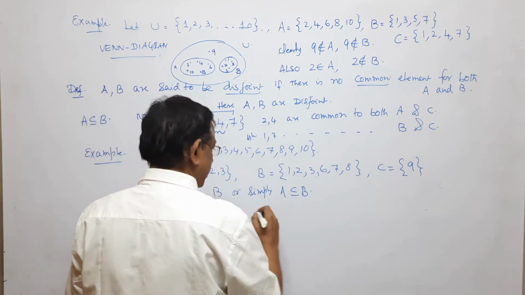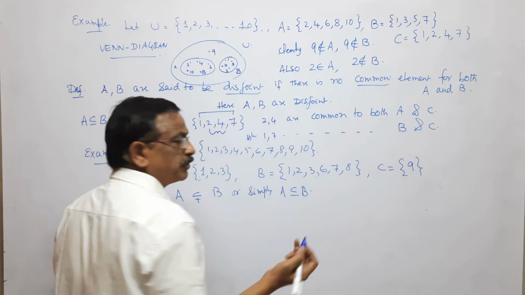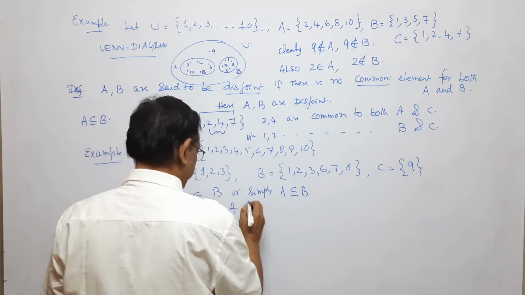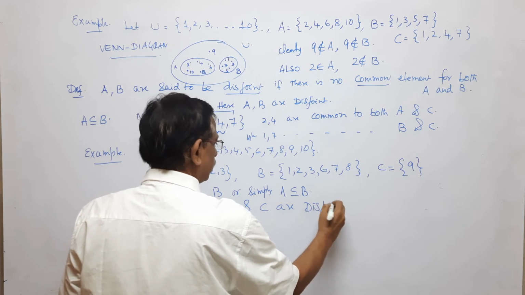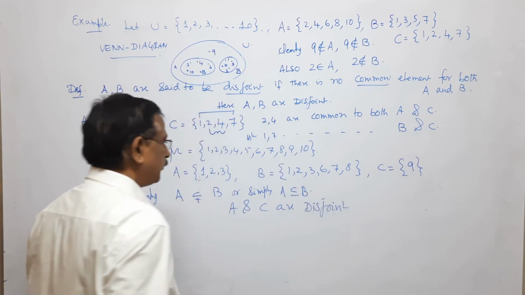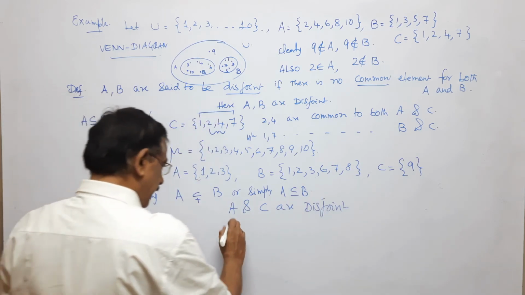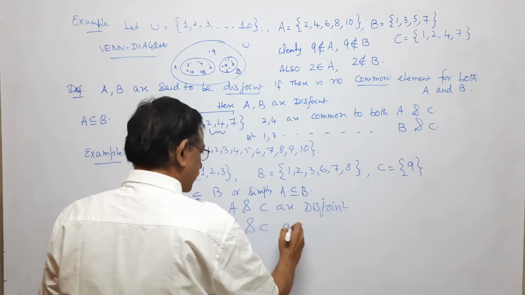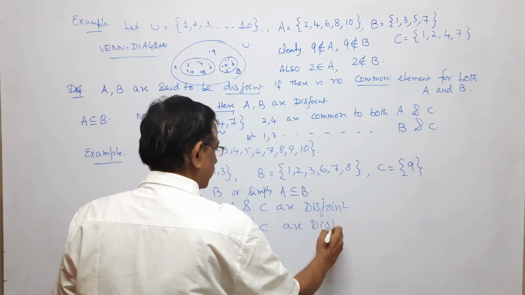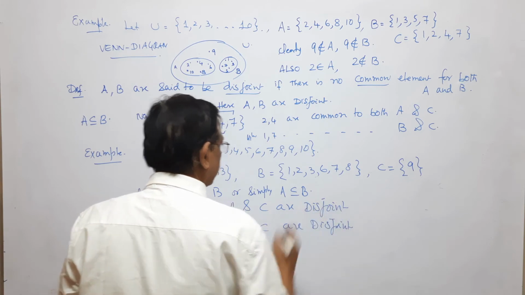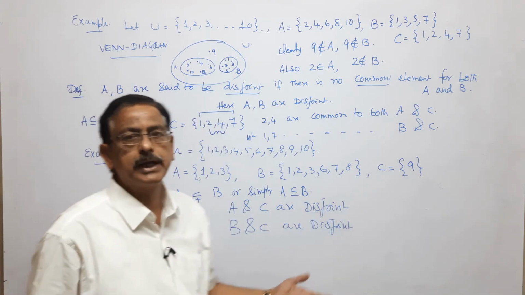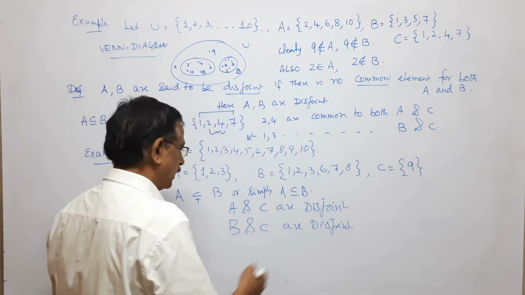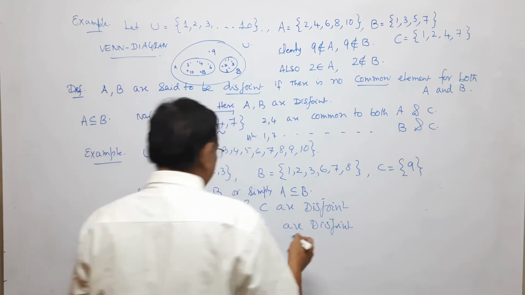What about A and C? A and C have no common elements. A and C are disjoint. What about B and C? Again, B and C are disjoint. This way, we can write down all elements.